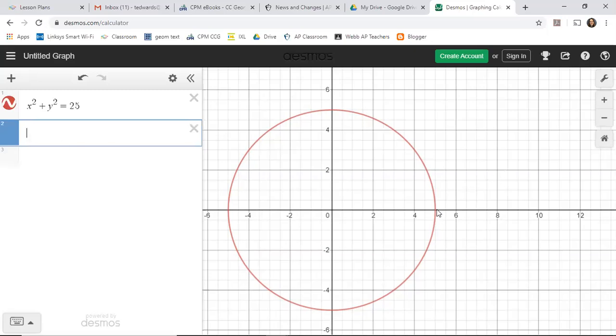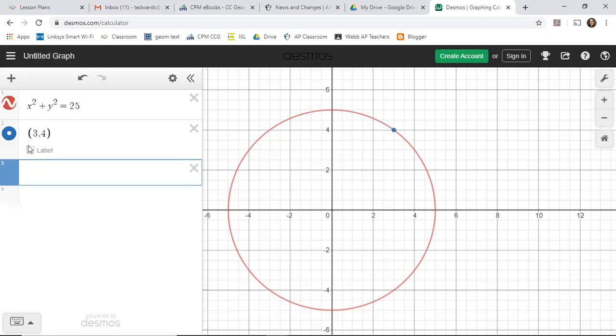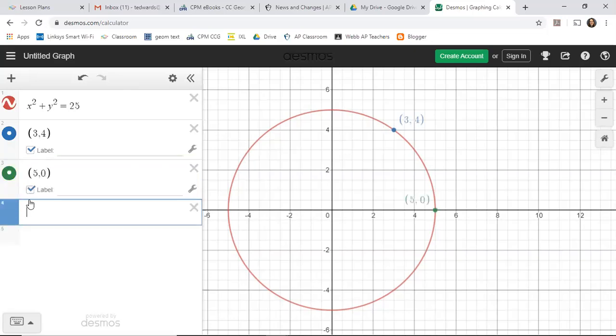Well, we can see that (5, 0) is right here. And (3, 4) would be right here. So no problem, got those. And I think we can mark those here, (3, 4) and (5, 0). And we can click the label button, so they're labeled. And then it says, to the nearest tenth of a degree, find the size of the minor arc AB. So it says that (5, 0) is A.